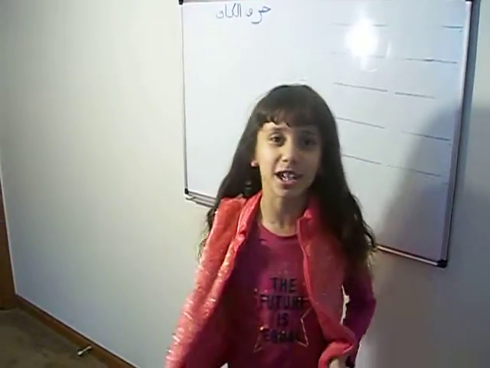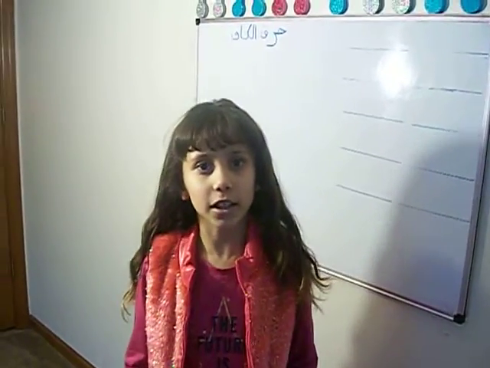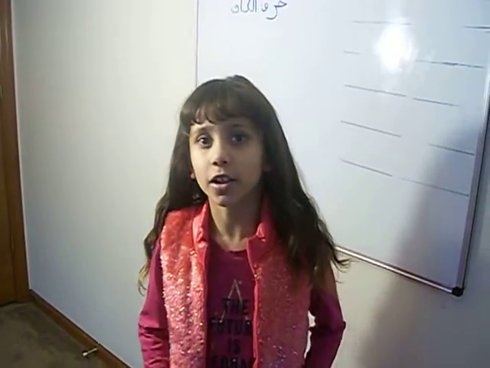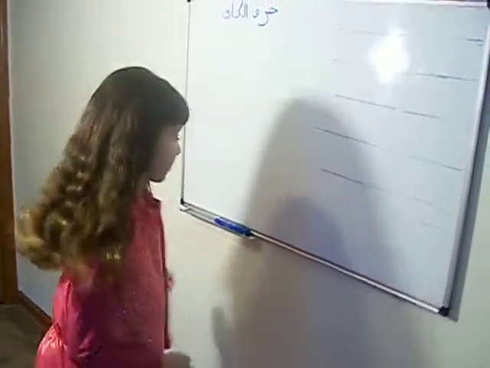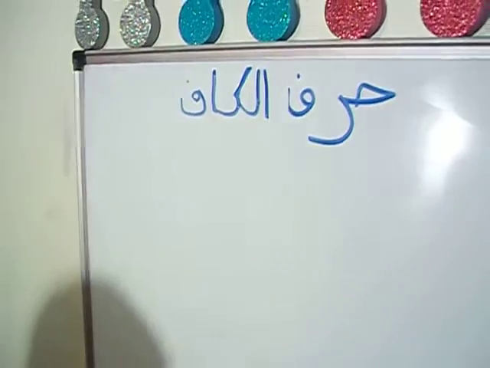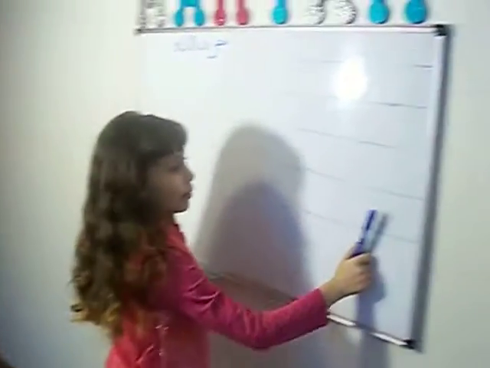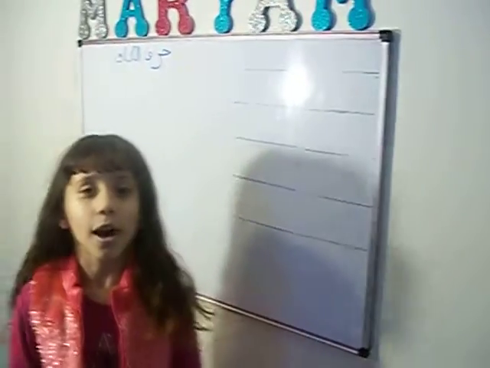Today we are going to be learning about the 22nd letter of the Arabic alphabet. The 22nd letter of the Arabic alphabet is حروف الكاف. We're going to be learning 5 words that start with this letter. Arabic on this side, English on this side. I hope you follow along.